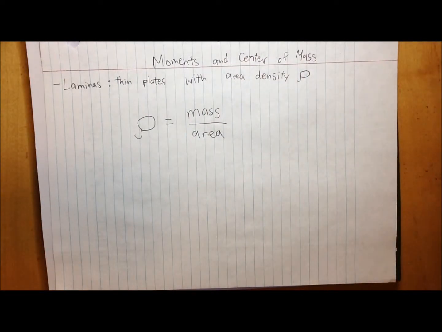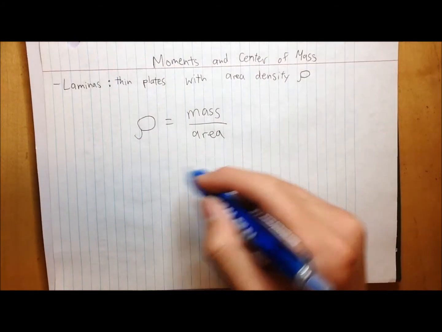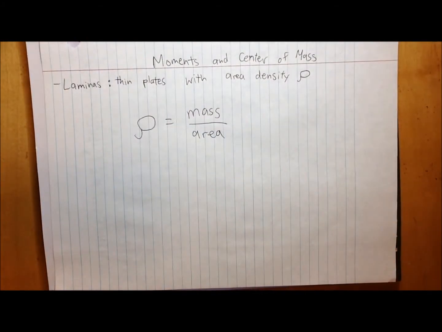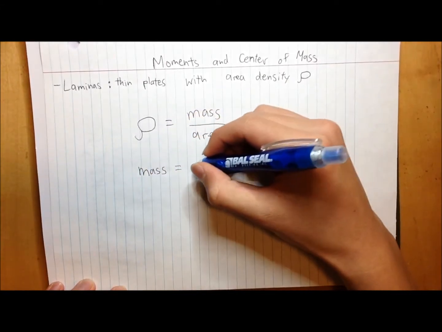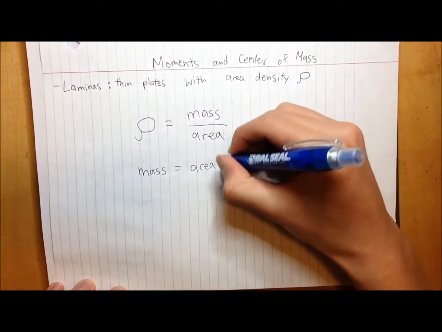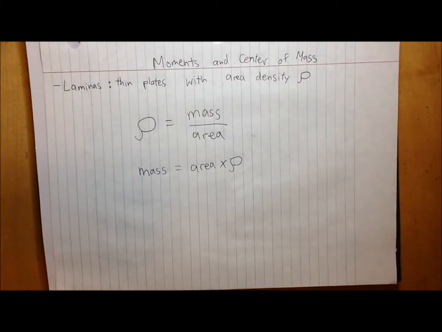And so with the lamina, we can actually calculate the area rather easily. Then to find the mass of the entire lamina, we can multiply area by rho to get mass. So mass equals area times rho. Okay, now let's try an example.